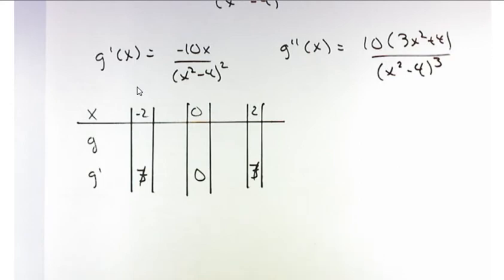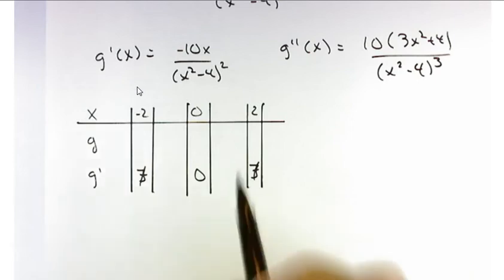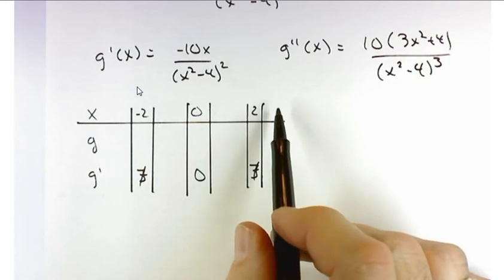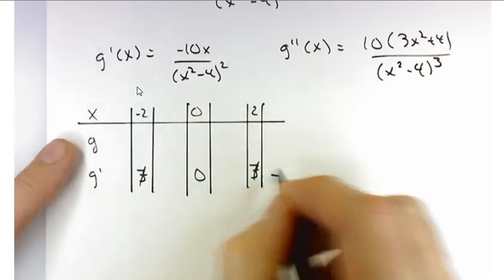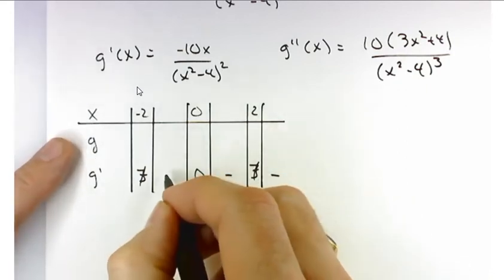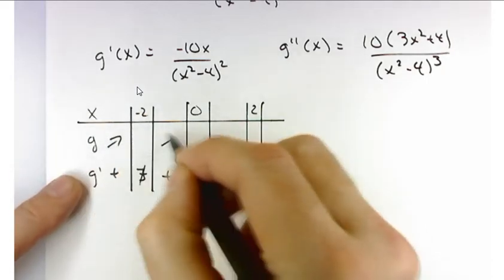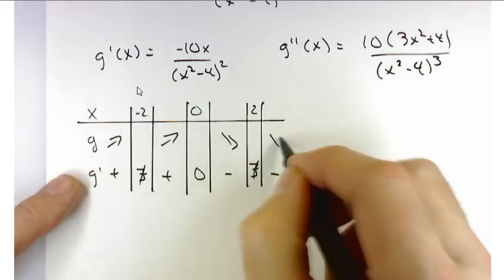And let's test some points. I don't think I want to take the time to plug that into my graphing calculator. Let's just think about it. At 3, this would be negative, negative, positive, positive. So the function should be increasing, increasing, decreasing, decreasing.